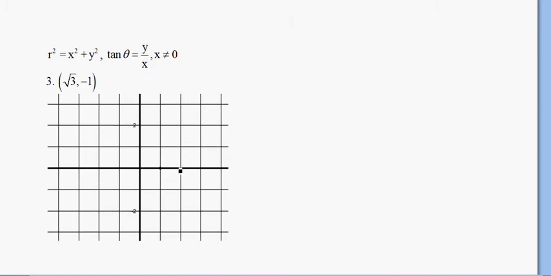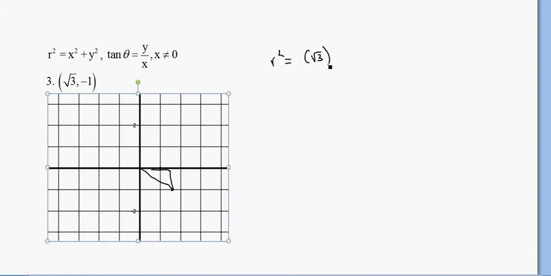So that means I go to the right radical 3, which is in between 1 and 2, and down negative 1. So that's going to be right around here. So we draw this point and the corresponding right triangle. Using these formulas here, I don't feel like doing the Pythagorean. This is just the same thing as the Pythagorean. So r squared is equal to the square root of 3 squared plus negative 1 squared. So r squared is equal to 3 plus 1, which is 4. R is plus or minus 2.